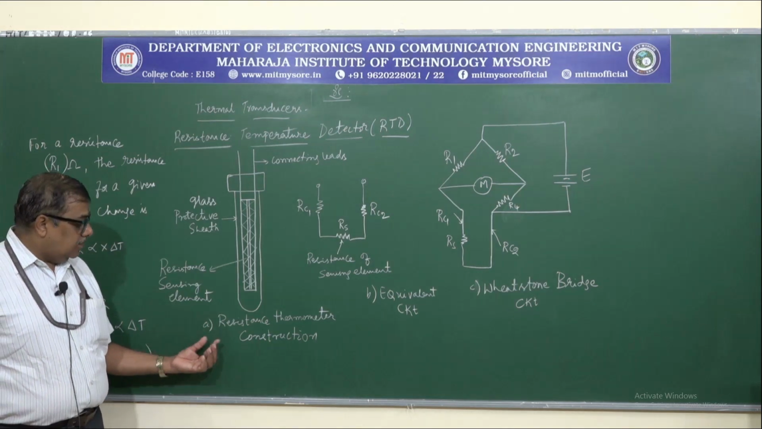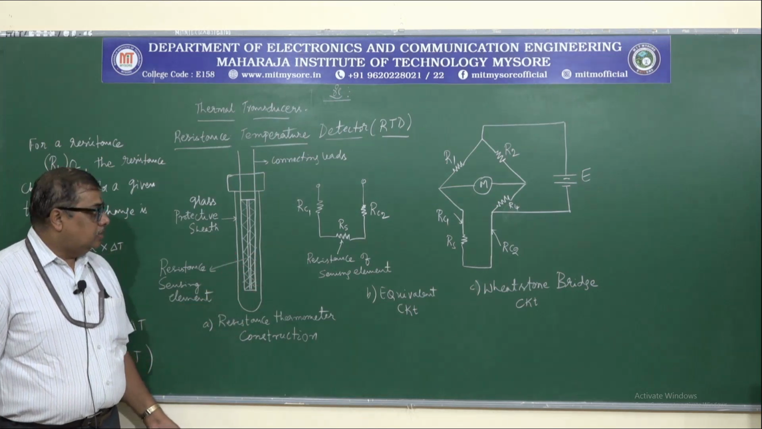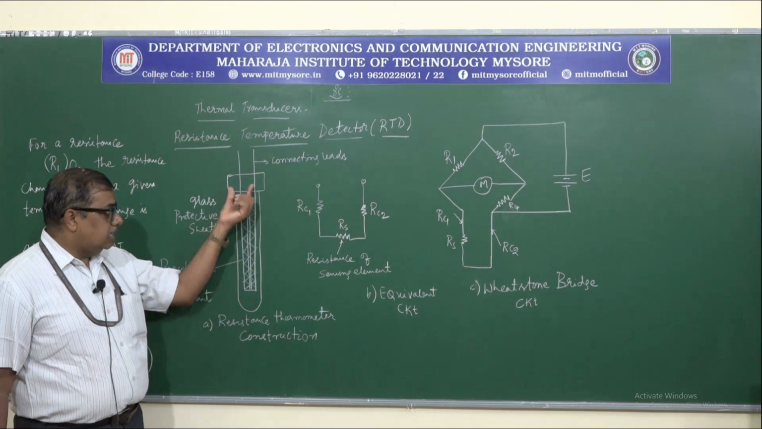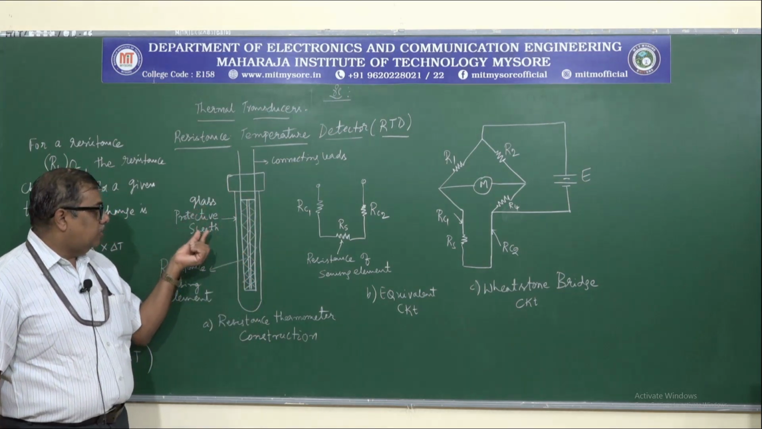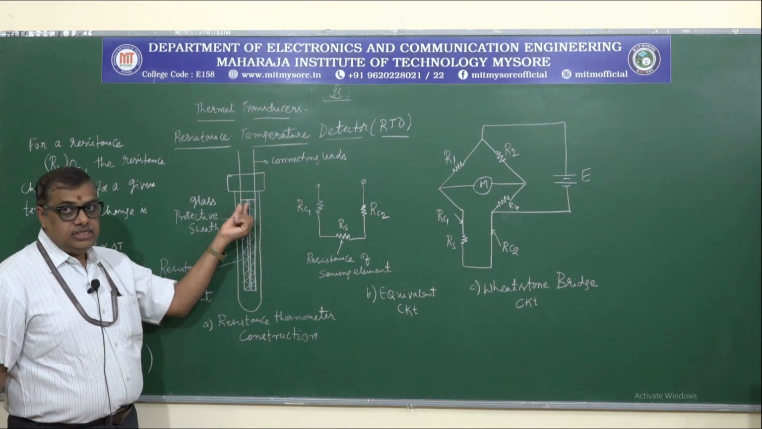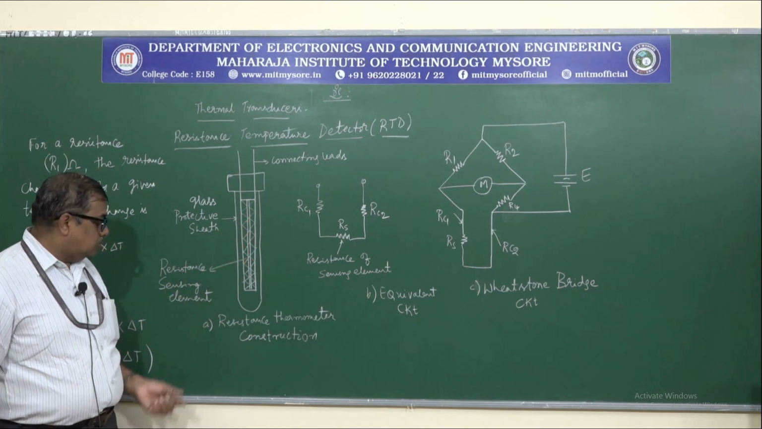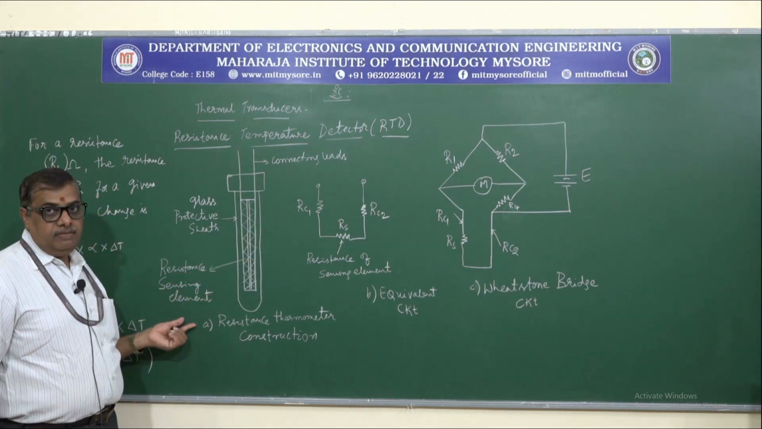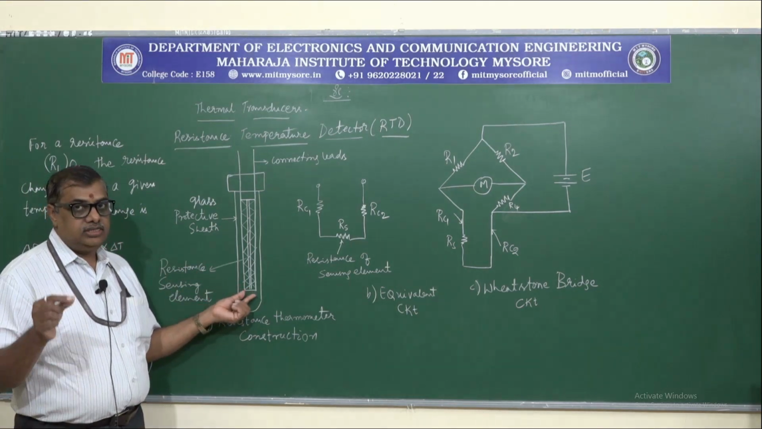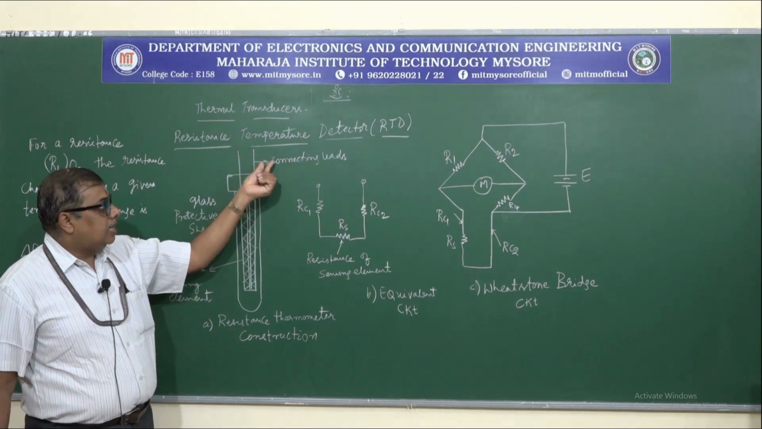In figure A, I have shown the basic construction of an RTD. It contains a glass shield, which we call a glass protective sheath. Inside that there is a resistive element connected in a zigzag fashion like this. It is called the resistive sensing element. This resistance is going to sense the temperature, and for that we have given connecting leads.